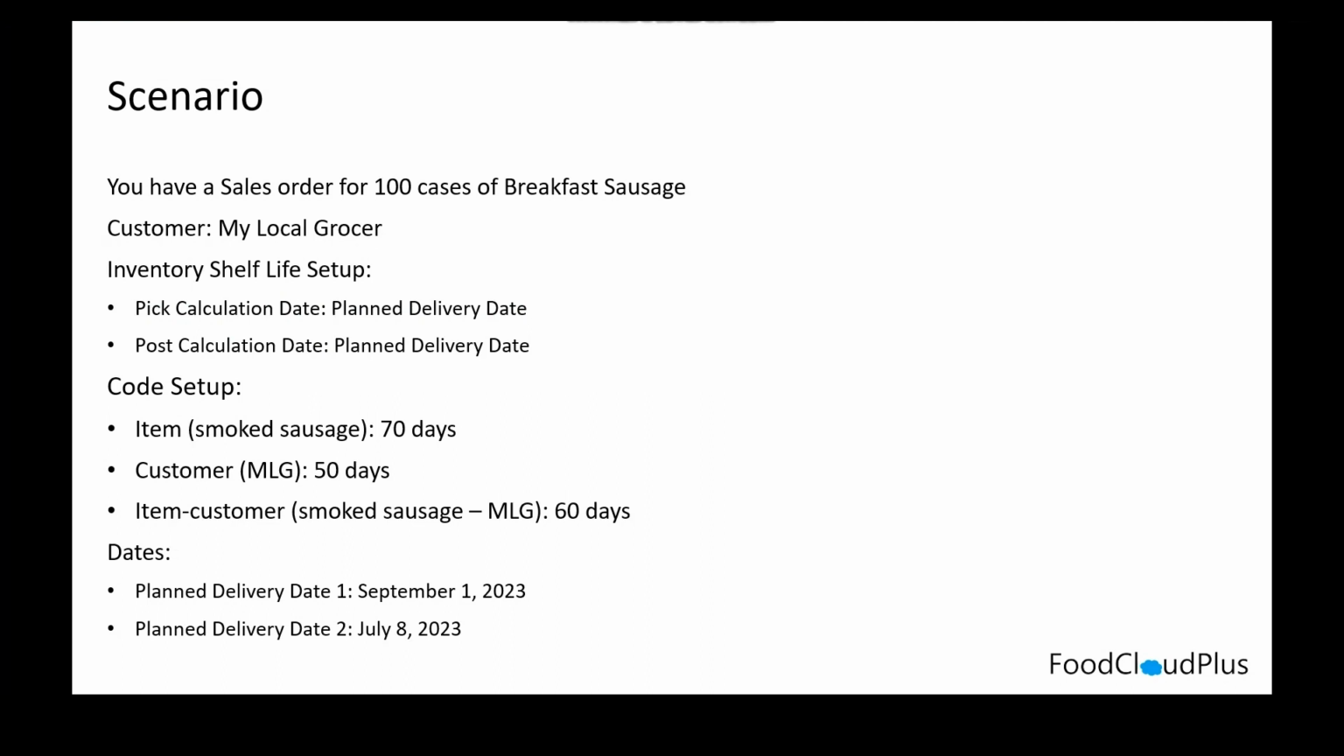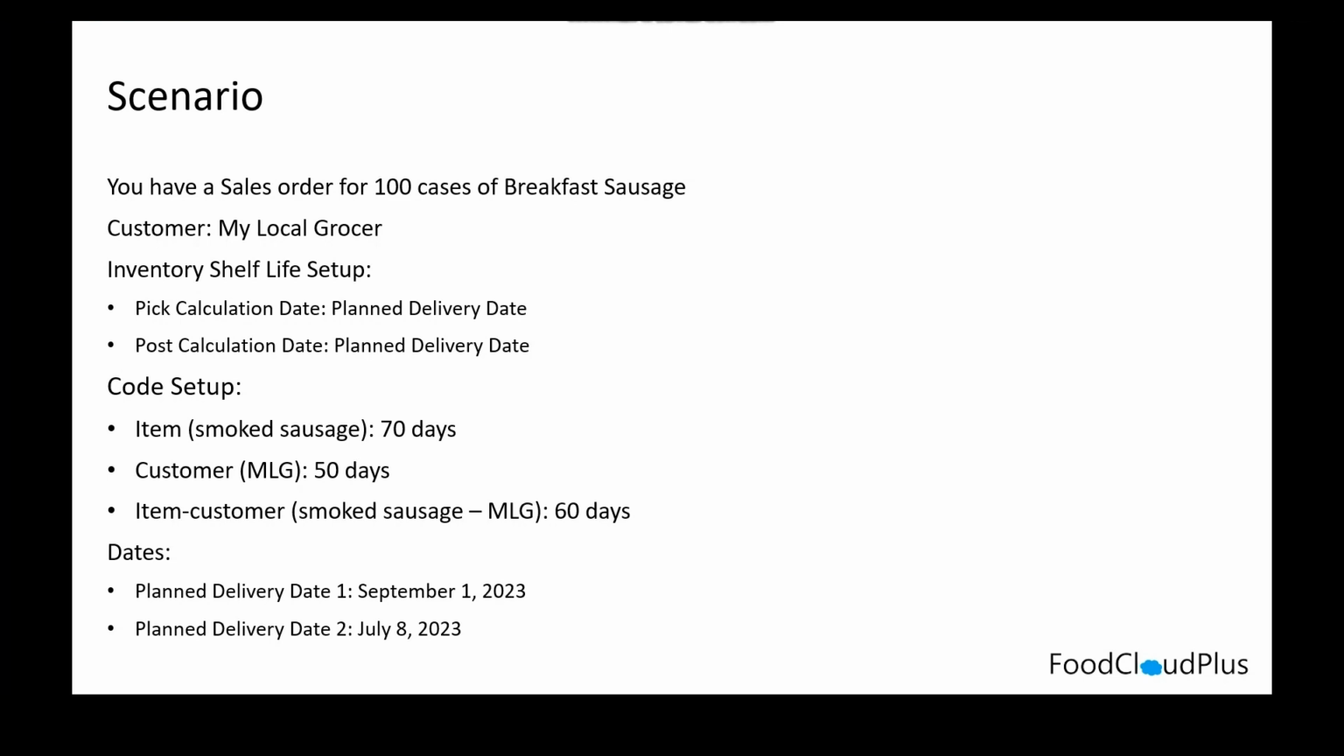For both the pick calculation date and the post calculation date, we've selected planned delivery date. In terms of codes, for the item smoked sausage, we've selected a 70-day shelf life code. For the customer, my local grocer, we've selected a 50-day shelf life code. And for the combination of the item smoked sausage to the customer, my local grocer, we've selected a 60-day shelf life code.